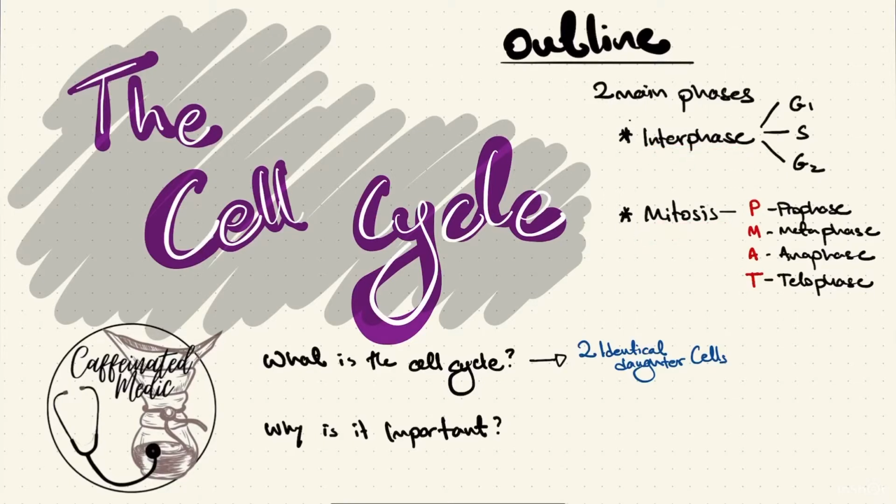Interphase is a longer phase where the cell prepares to divide, and this is divided into G1, S, and G2 phases. Mitosis is a phase that follows. This is divided into PMAT: Prophase, Metaphase, Anaphase, and Telophase, and this is where the cell actually divides. Now, let's start looking at interphase.